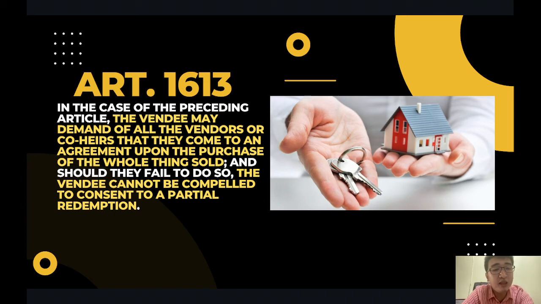Pero, hindi nila pwedeng pilitin si B. Hindi nila pwedeng pilitin si D, the buyer, na pumayag siya for partial redemption. Pwede siyang pumayag, pero hindi siya pwedeng mapilit. Sabi dito, should they fail to do so, the vendee cannot be compelled. Hindi mo pwedeng pilitin to consent to a partial redemption. There can be a partial redemption if the vendee consents or agrees. Okay? But if the vendee does not like partial redemption, kung gusto niya whole redemption, you cannot compel the vendee na pumayag for that. Okay? That is Article 1613. It talks about, in relation to Article 1612, partial redemption and redemption as a whole. Okay?